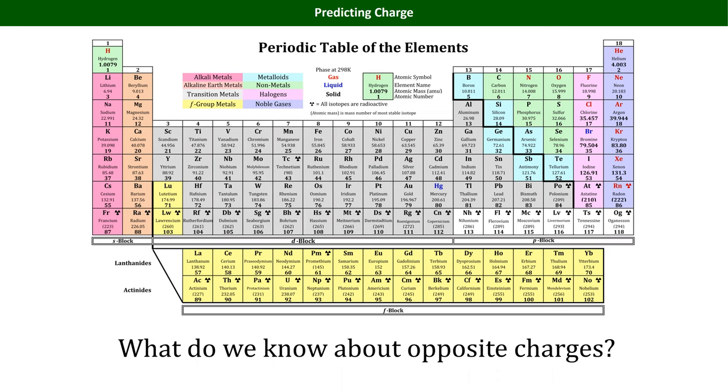So let's talk about what we get after we get those ions that are stable. What do we know about opposite charges? What do opposites do? Attract. Right? So if opposites attract, if we have an ion like a sodium ion with a plus one charge and a chloride with a minus one charge, they're going to be attracted to each other, right? They're naturally going to wind up sticking together because a positive charge is attracted to a negative charge.